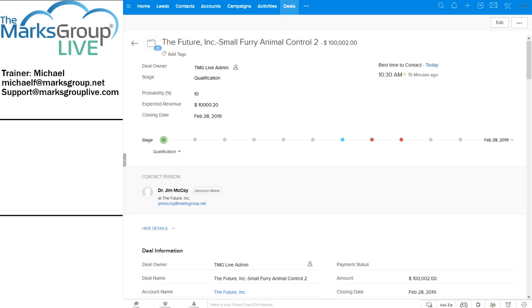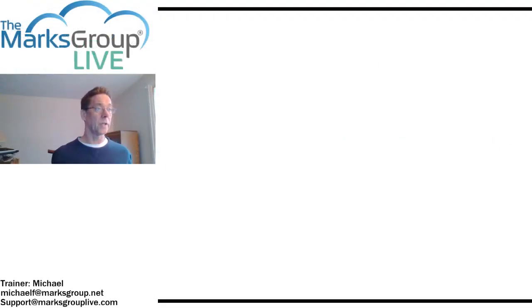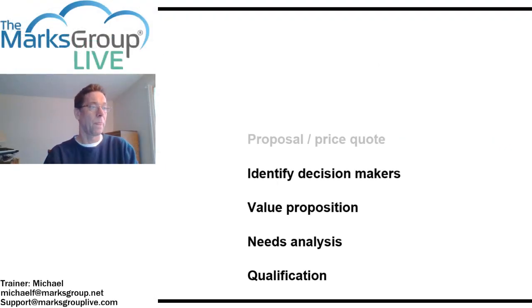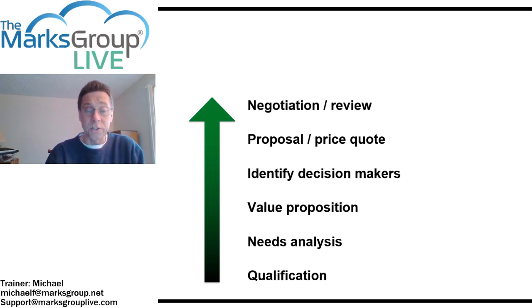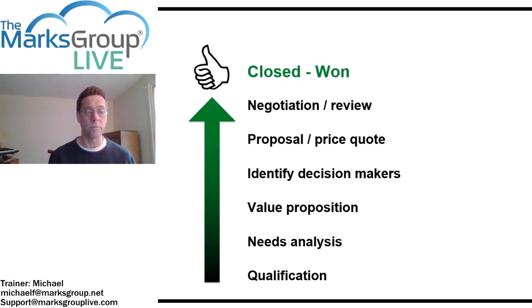So let me show you the whole timeline for a deal. Let me show the whole structure for that. Let's go to this screen here. In the way that Zoho is initially configured, the default configuration, there are six different stages for a deal. This is a single graphic that spells it out. So we go from qualification to needs analysis to the value proposition to where you identify the decision makers, you submit a proposal or a price quote, you engage in negotiation and review, and at the end of that, hopefully you've closed or won the deal.